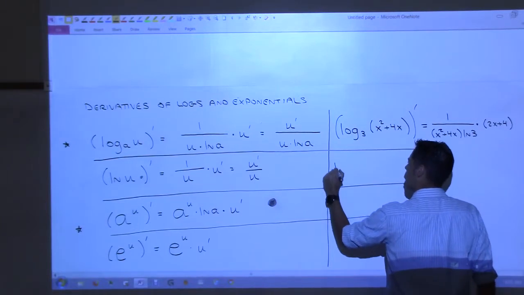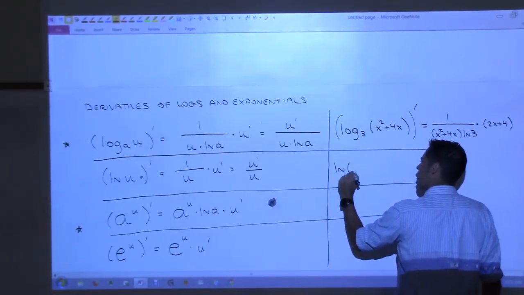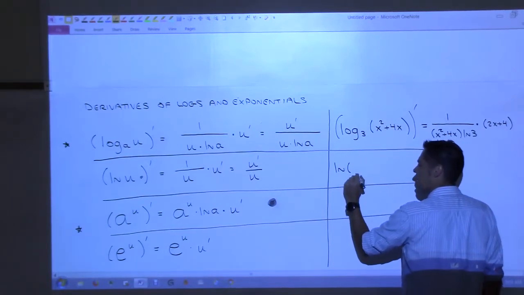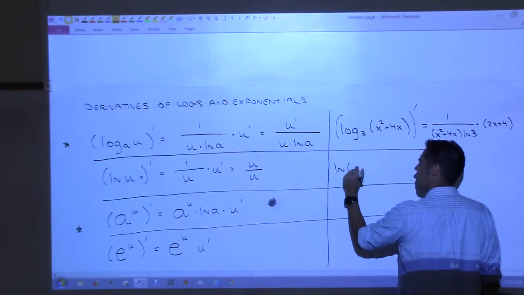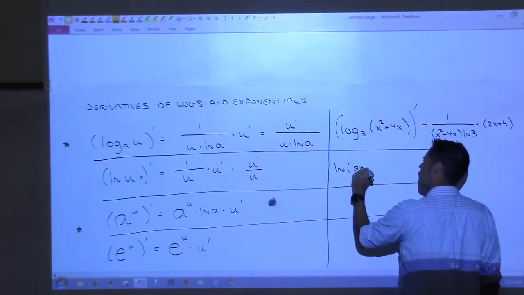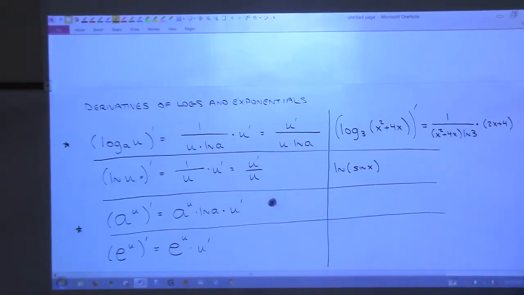Let's do natural log. Let's do natural log of, did I do this last time? Did I do sine x last time? Natural log of sine x? No? I did? Well, let's just do it anyway. There, natural log of sine x.